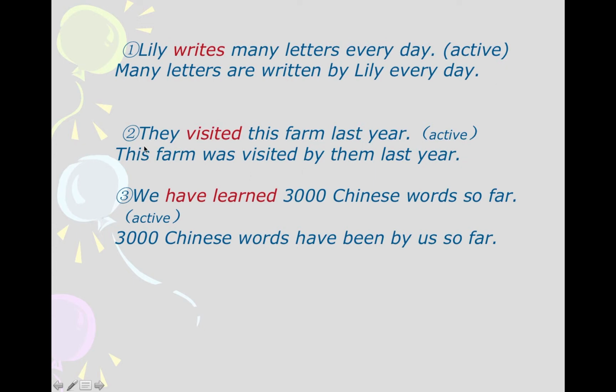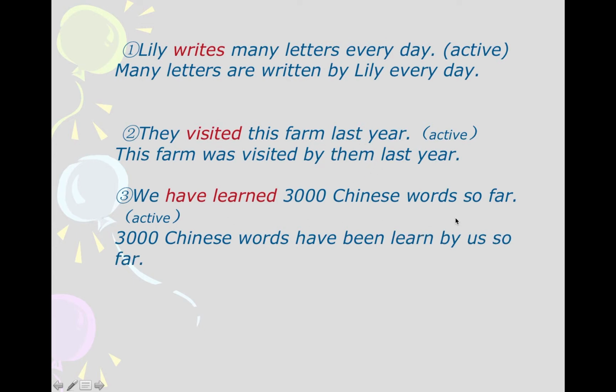For the second one, we can see: They visited this farm last year. Let's switch to passive voice. This farm was visited by them last year. So now "they" becomes "them." The word "they" was the executor, but now it's right here.